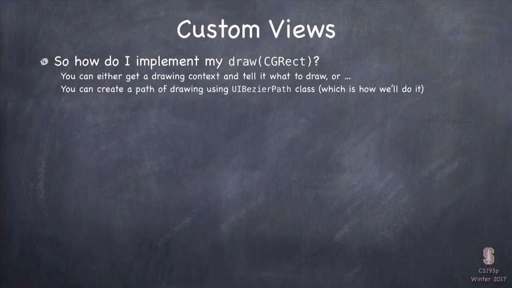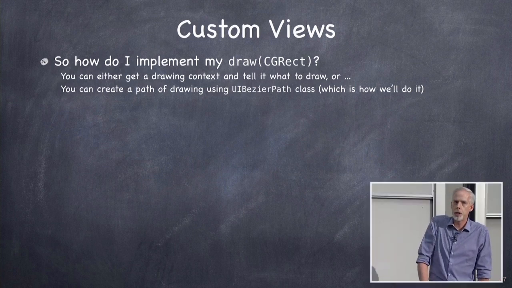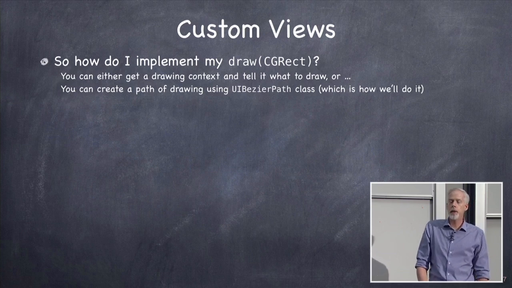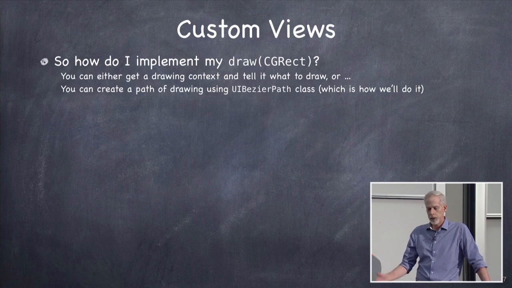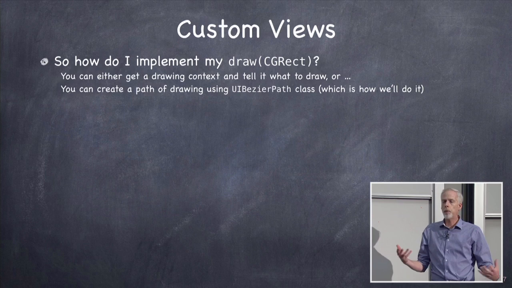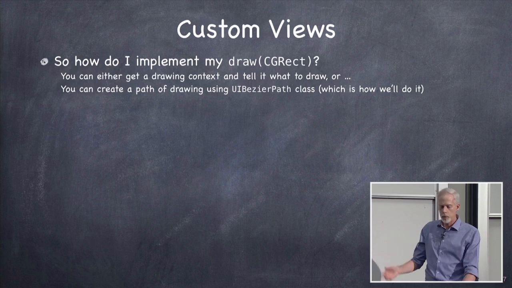So how do I implement this draw with the CGRect argument? The answer is you're going to do it with paths. You're going to create paths, and then you're going to stroke them and fill them to make shapes and things like that. And then you're also going to use text and images. That's the primary way that you're going to draw in there. We'll talk about text and images in a minute. Let's talk about the drawing with the paths first.